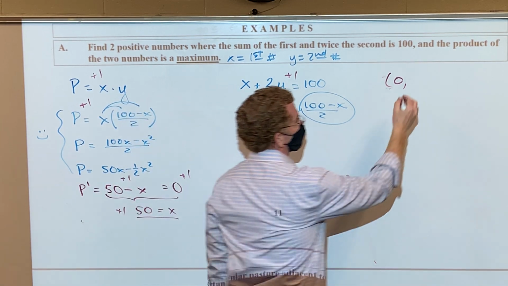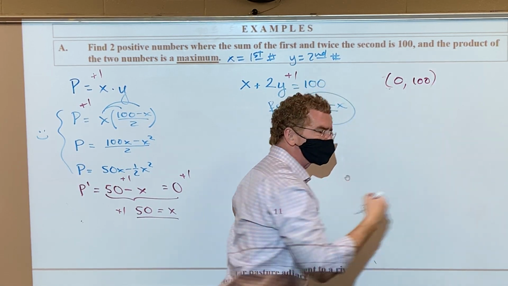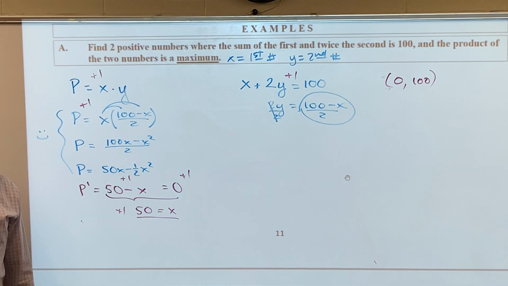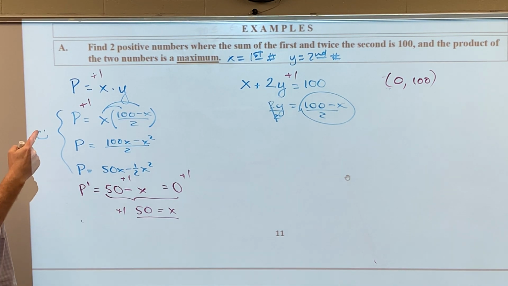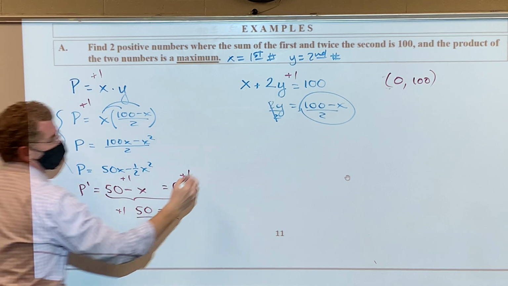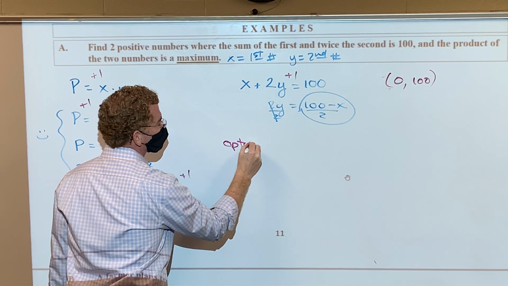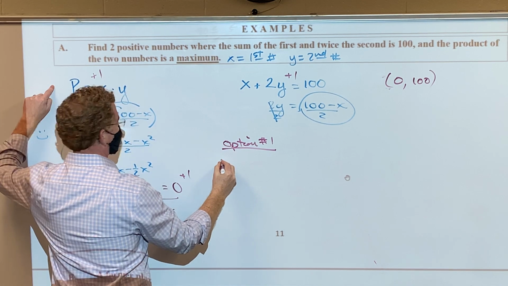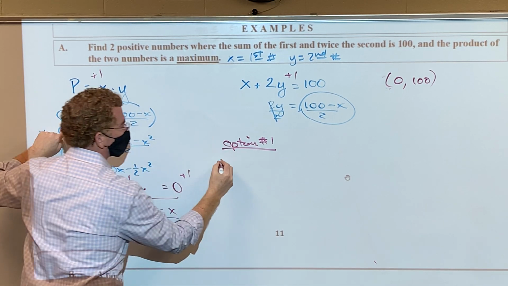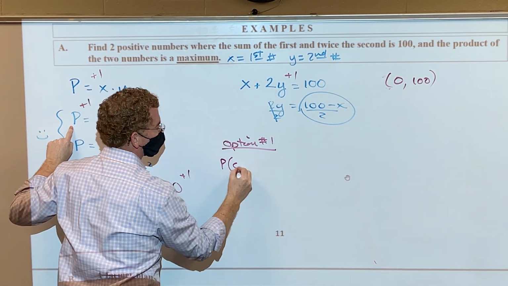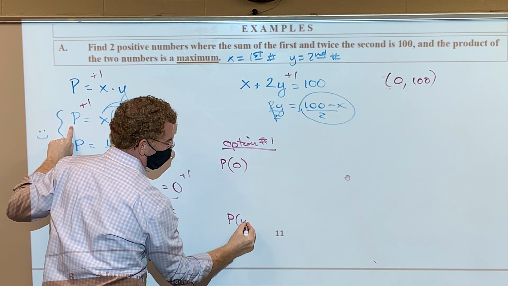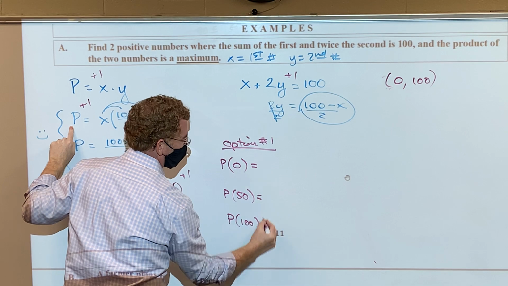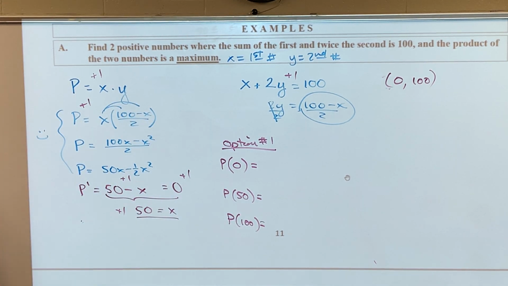So I can look at this and go, okay, really, I could technically check 0 and 100 and 50 in my original function, you following me? And treat it like an EVT. So this is one option. I could say, well, the profit, which is this function right here, I'm going to check the profit at 0, I'm going to check the profit at 100, and I'm going to check the profit at 50 and see where it's maximized. That would be one option.